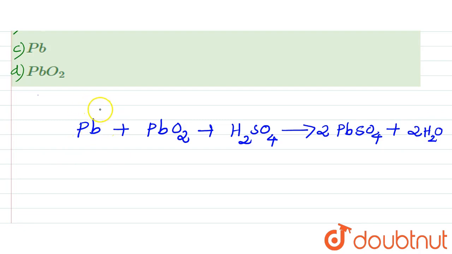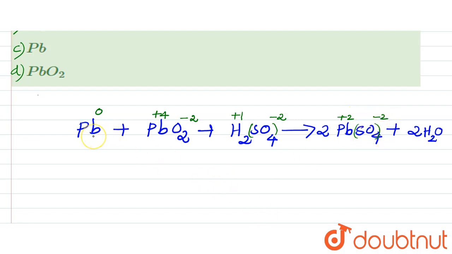Then we have to assign the oxidation state. Here the lead has oxidation state 0, and in lead oxide the oxygen has minus 2 oxidation state. So 2 oxygens are there, so 2 into minus 2 is minus 4, and the lead will have plus 4 oxidation state. Then only the sum of oxidation states equals 0. And in H2SO4, hydrogen is plus 1, SO4 is minus 2.